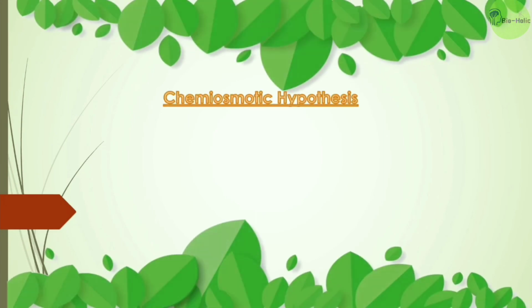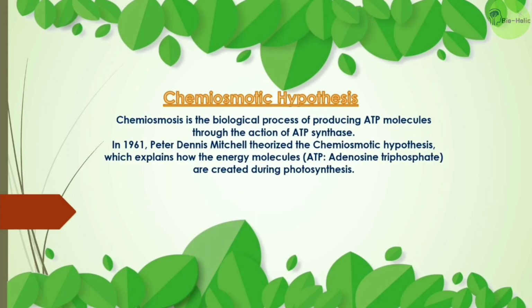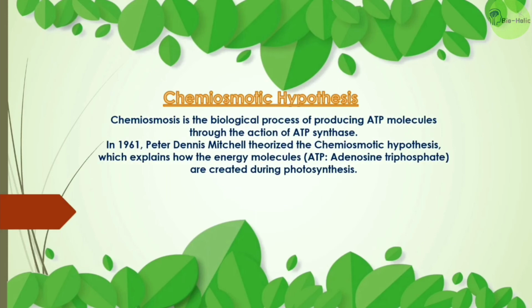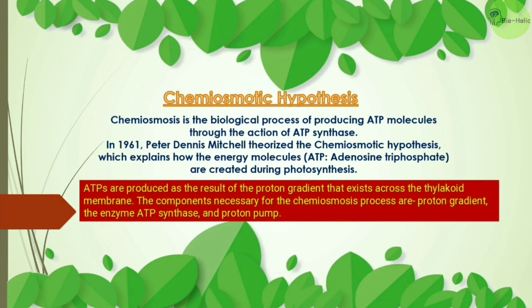Now another important thing is the chemiosmotic hypothesis. Chemiosmosis is the biological process of producing ATP molecules through the action of ATP synthase. In 1961, Peter Dennis Mitchell theorized the chemiosmotic hypothesis, which explains how the energy molecules, that is the ATP, are created during photosynthesis. During the light reaction, we have noticed that ATP is produced as a result of the proton gradient that exists across the thylakoid membrane.